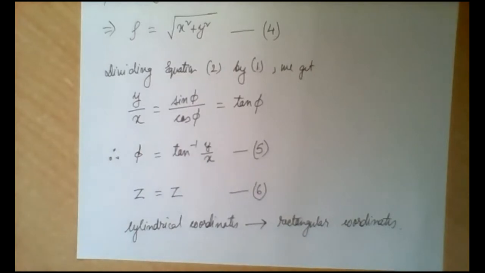In the cylindrical to rectangular coordinate transformation, the singular point is the z-axis. What are singular points? The singular points are points lying on the z-axis.